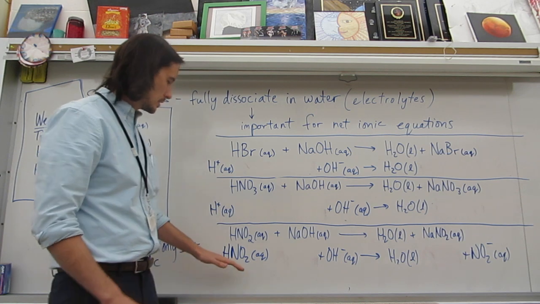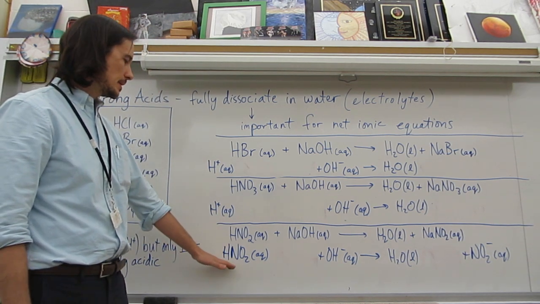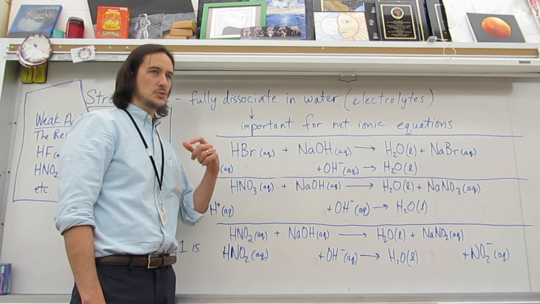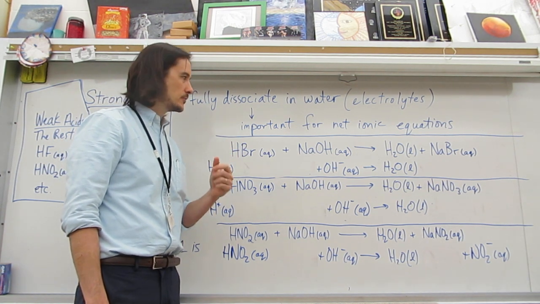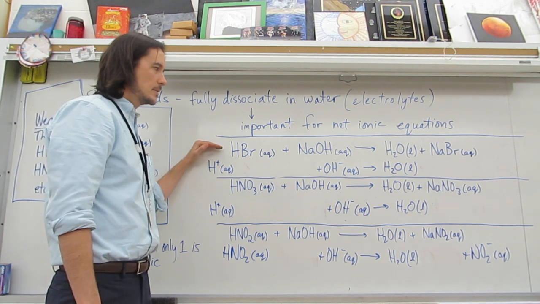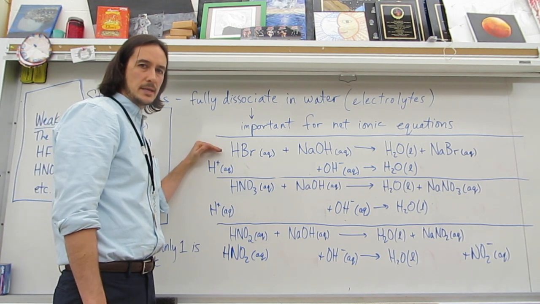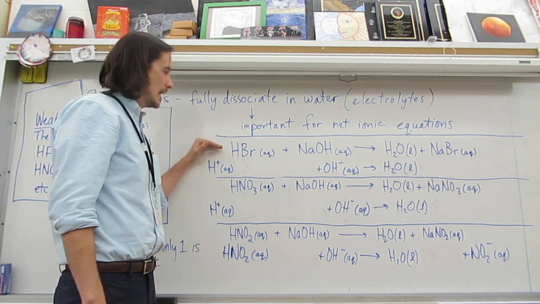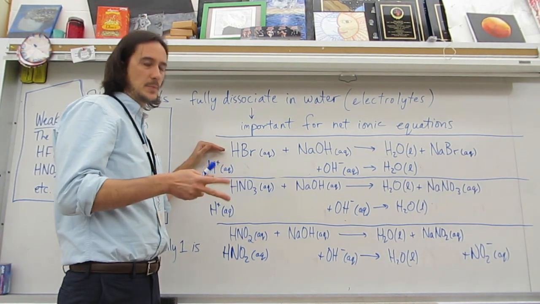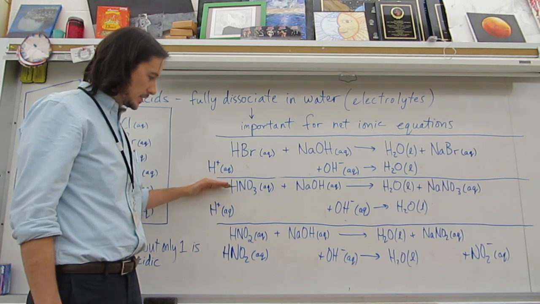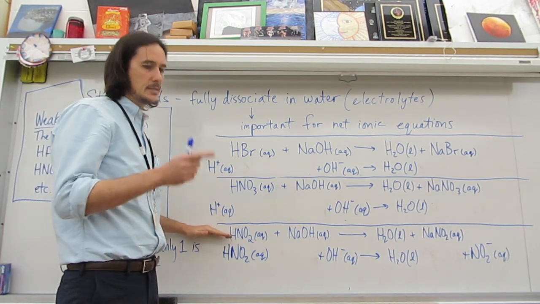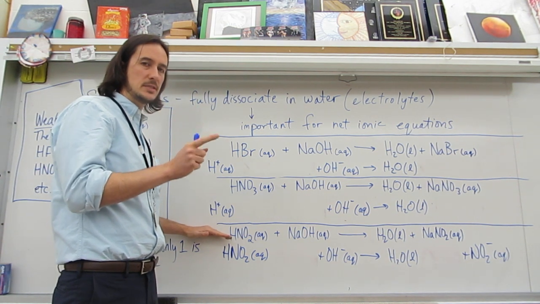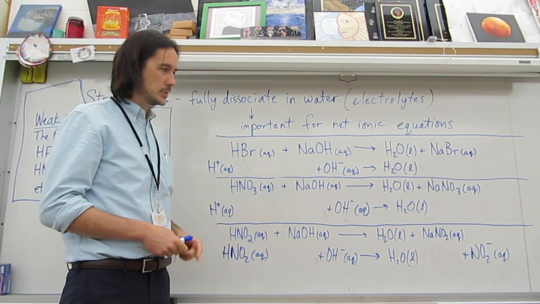So notice the number of spectator ions would equal the number of strong bases or strong acids that you have. In this case, we had a strong acid and a strong base. So we had two strong species, and so we got rid of two spectator ions. Down here, and same thing here. Down here we had a weak acid and a strong base. So yeah, we had one species that was strong, and we only had one spectator ion.